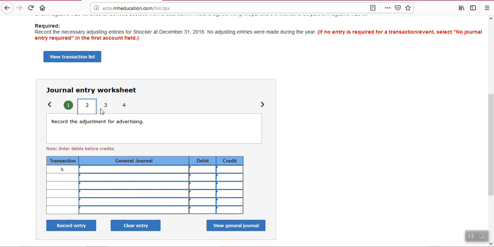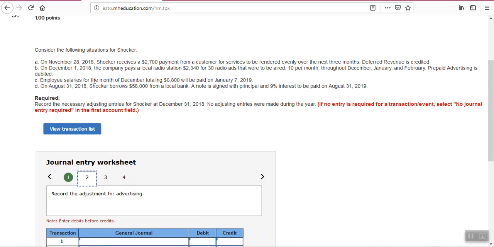So the next one says record the adjustment for advertising. So that one says on December 1st, the company pays a local radio station $2,340, and that's for 30 radio ads that were to be aired 10 per month through December, January, and February. So they give you a little bit more information than you need. The bottom line here is they're going to do the same advertisements December, January, and February. So we can just figure out how much per month. We don't have to worry about the amount per ad.